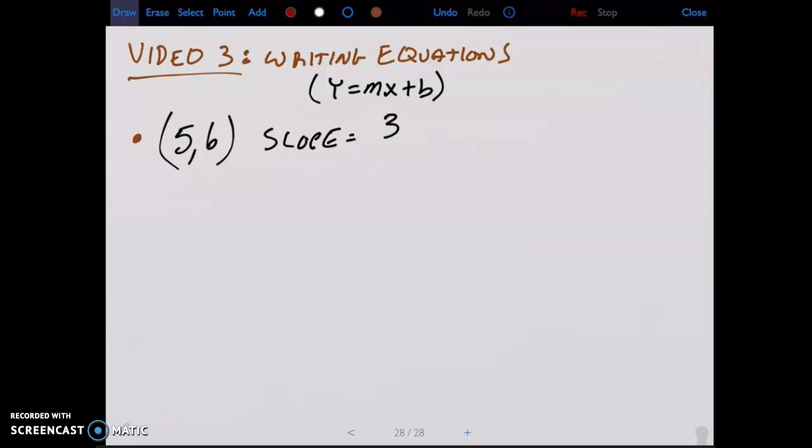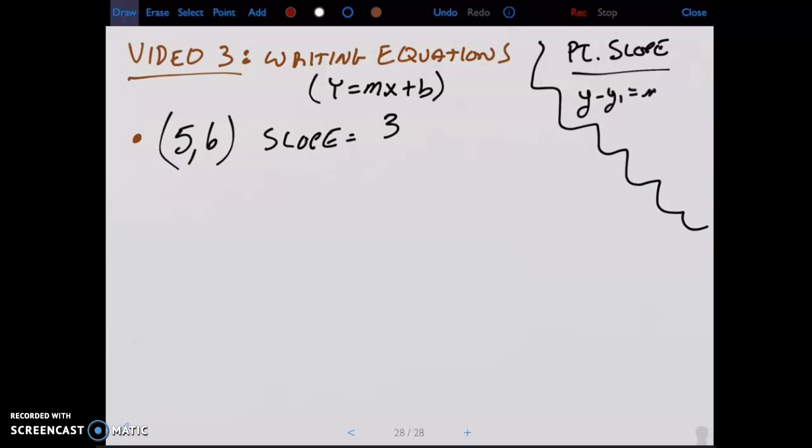Well, in order to write the equation in slope-intercept form, it's actually easier to start in this other form. And the form that we like to use is called point-slope form. So point-slope form looks like this. Y minus y1 equals m times x minus x1. So the key to look at is that it's just going to be your y minus your y value, your y point, equals m times x minus your x point.